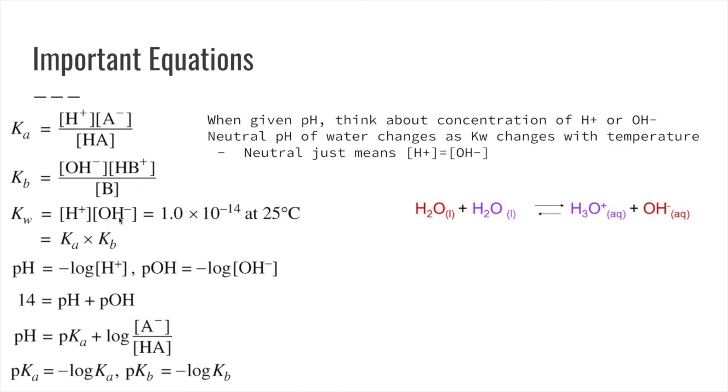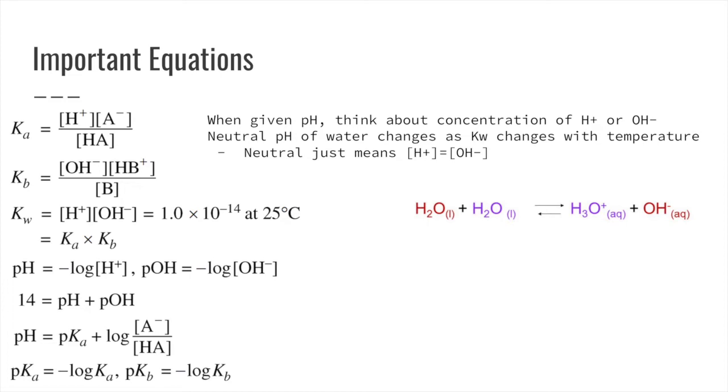Specifically, at standard conditions at 25 degrees Celsius, the K value for water is 1.0 times 10 to the negative 14. To find H+ or OH- concentration, square root the Kw value. Most times, water has a neutral pH of 7, but this can change as Kw changes with temperature.